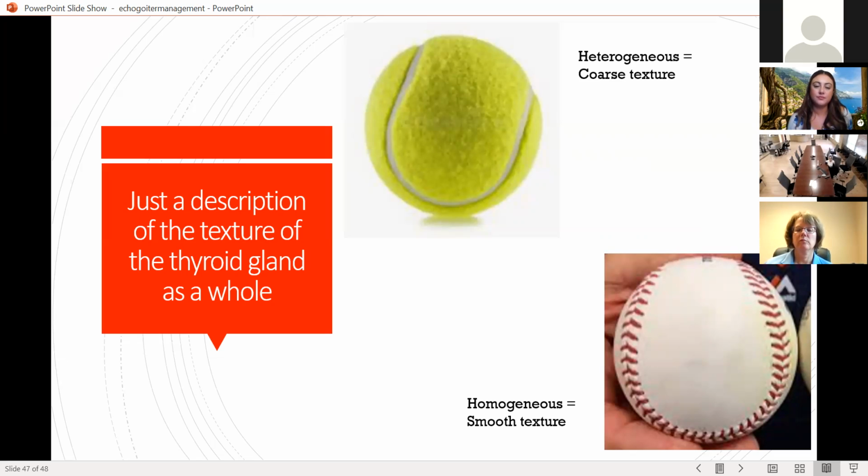Heterogeneous is a coarse kind of texture to the thyroid gland, like a tennis ball. It's kind of rough, but there aren't lumps and bumps on it, versus the surface of a baseball, which is smooth, and again, no lumps or bumps on it. So the baseball is homogeneous, the tennis ball is heterogeneous. Like some people have beautiful baby-soft skin and other people have coarse, rough skin no matter how much Nivea they put on. So it's just a description of the background texture of the thyroid gland. It doesn't mean anything. Next slide.